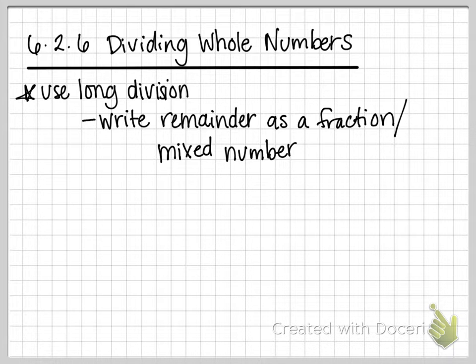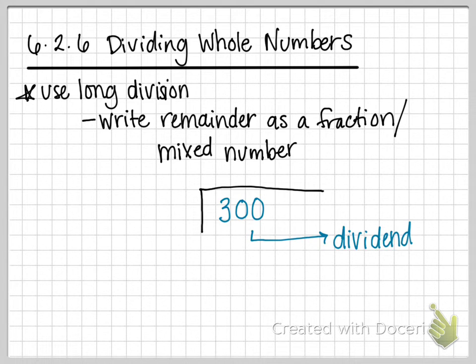Okay, so write the remainder as a fraction or a mixed number. We'll talk about how to do that if we get remainders that are fractions or any remainders at all. Okay, let's talk about vocabulary. Okay, so the parts of a division problem have specific names.